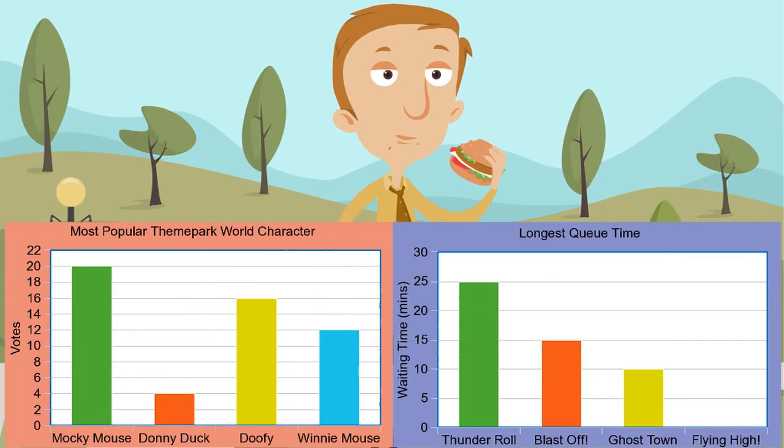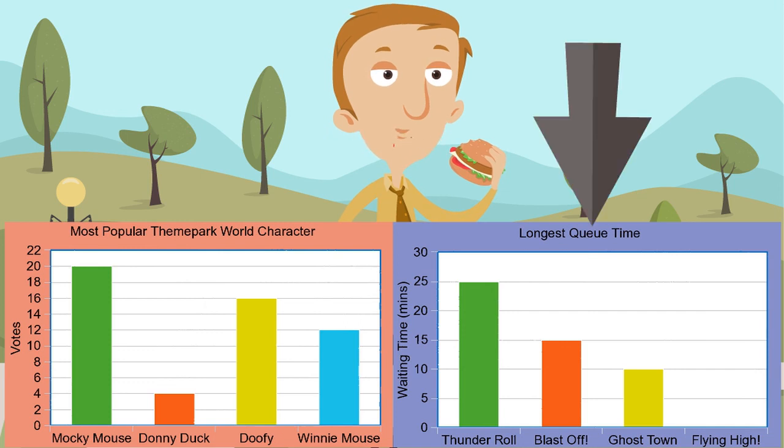Tasty. Now, I'm not a very patient person, so I want to find the ride with the shortest possible queue. To do that, do I need to read the red bar chart or do I need to read the blue one? Pause the video and write down your answer. Well, again, it's the blue bar chart that will help me out this time. And Flying High has got no queue at all. So I'm going to head there and see what it's all about.